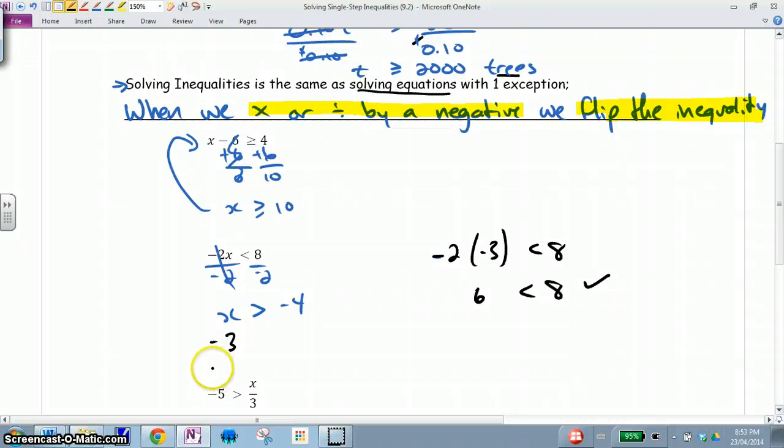We could throw in something else. We could throw in a negative 1. Negative 2 times negative 1 is less than 8. 2 is less than 8, so that works, right? So now we verify that our sign is going in the right direction, and we solved correctly for negative 4. Okay?